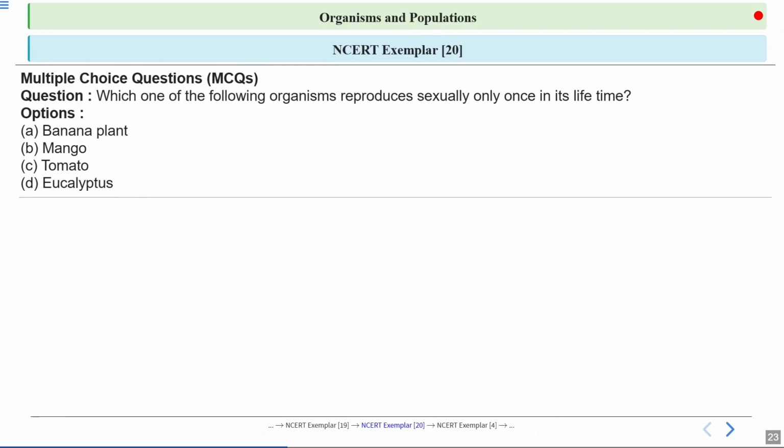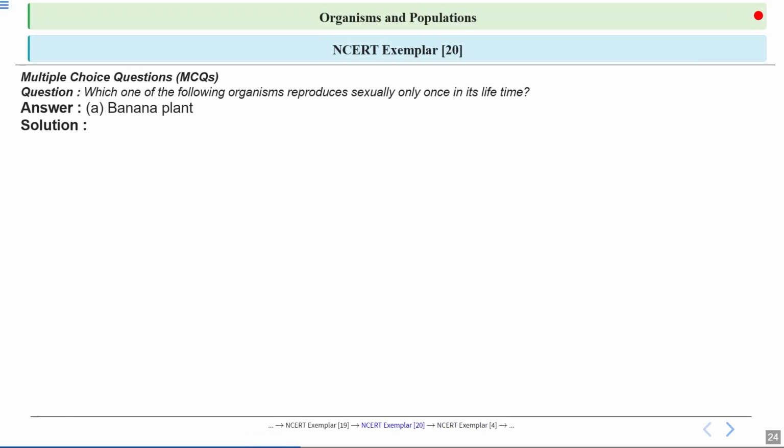Next question, which one of the following organisms reproduces sexually only once in its life? So what are the options? Banana plant, mango, tomato and eucalyptus. What is the correct answer? Option A, banana plant, is the correct answer.